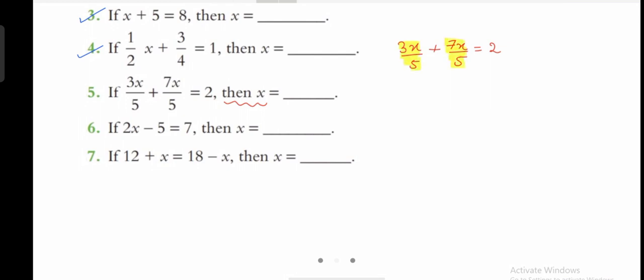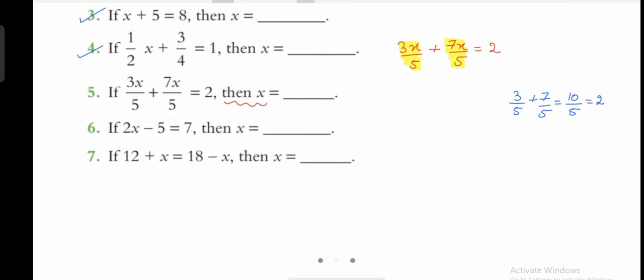Why are these two like terms? Because we can see that both of them have the same variable. When you are going to add them up, I'm going to do the rough work over here. That is 3 by 5 plus 7 by 5. When you add them up, you are going to get 5 in the denominator while 10 in the numerator, which can be simplified as 2.